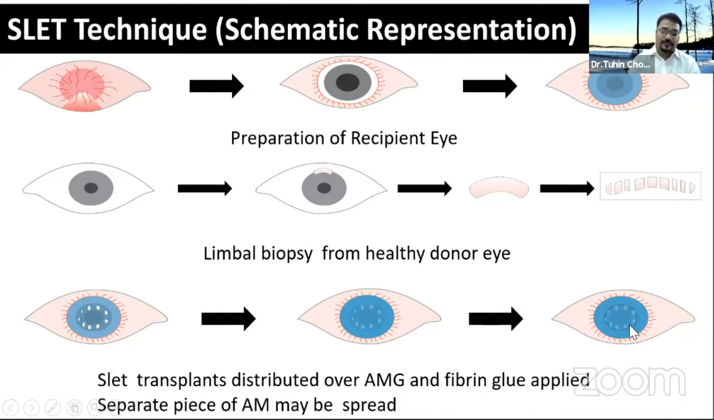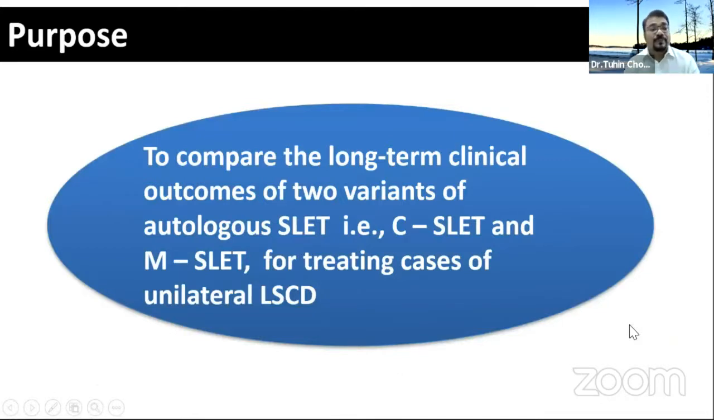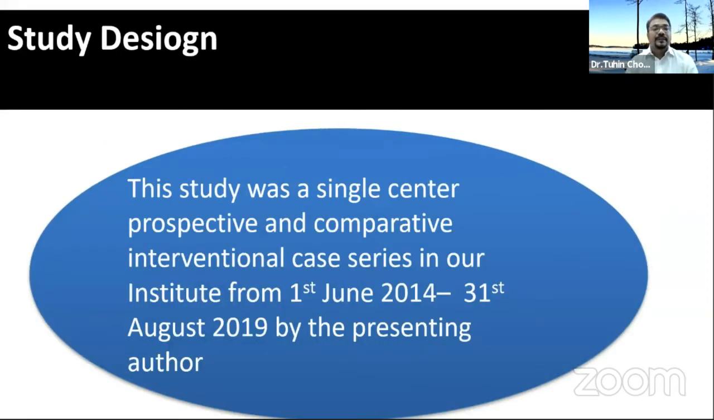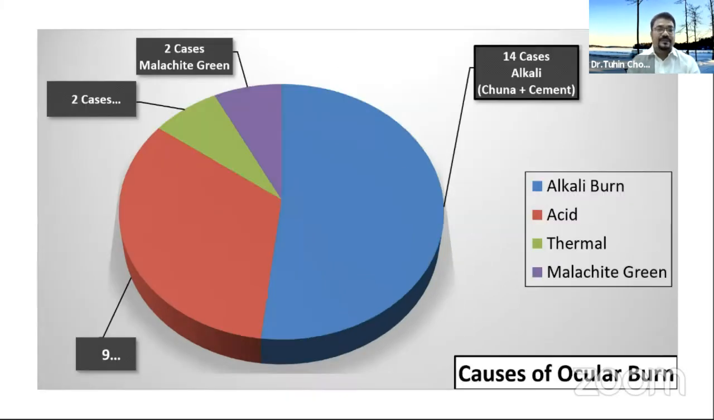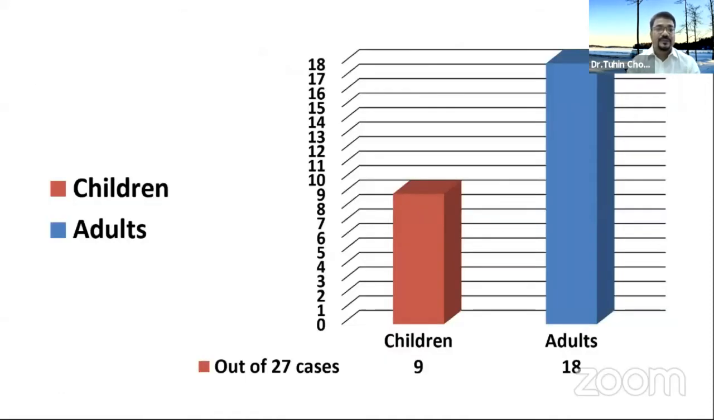So the purpose of this study is to compare the long-term clinical outcomes of two variants of autologous SLET, that is C-SLET and M-SLET, for treating cases of unilateral LSCD. This was a single-center prospective comparative interventional case series in our institute from June 2014 to August 2019 by the presenting author. There were 27 cases of SLET, out of which 12 cases underwent C-SLET and M-SLET had 15 cases. These are the etiologies, and most of the cases are because of alkali injuries.